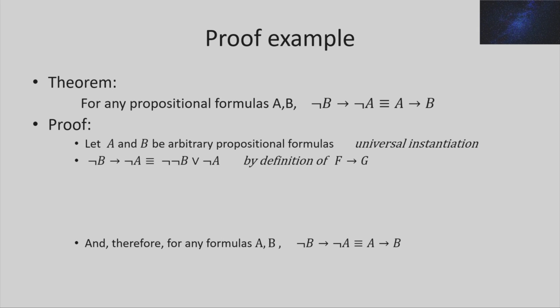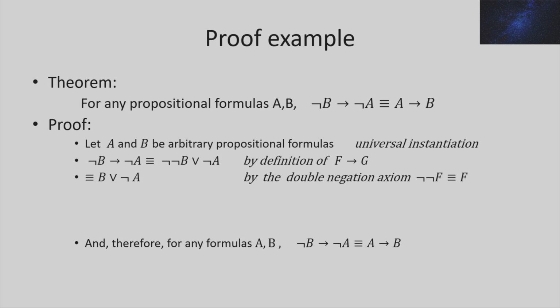So our next step was to say, let's get rid of the implication. Implication is confusing, and rewrite it as not the first thing or the second thing. So we rewrite not B implies not A as not not B or not A. You've done it multiple times, and you know that you could do it because by definition of the implication, F implies G is equivalent to not F or G.